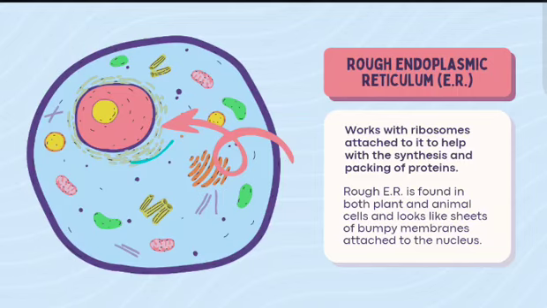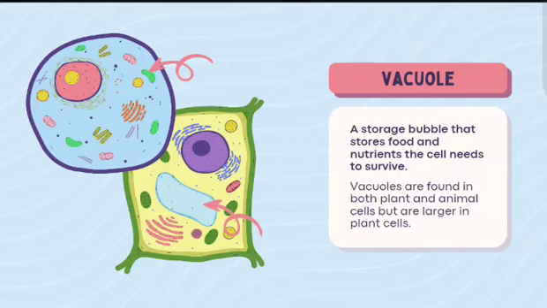and packing of proteins. It's found in both. Rough ER is also found in both, and smooth ER is also found in both. It looks like sheets of bumpy membranes, which we saw attached to the ribosomes. Okay, simple.